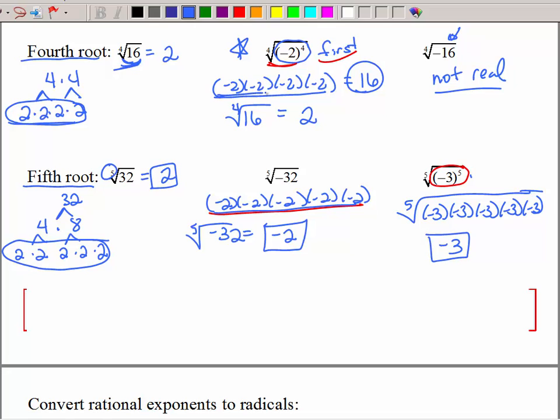Now notice that's different than here. I had to multiply all those together, and an even amount of negatives gave me a positive 16. And so that's how this problem is different than this problem. So hopefully now you've got some type of conclusion.